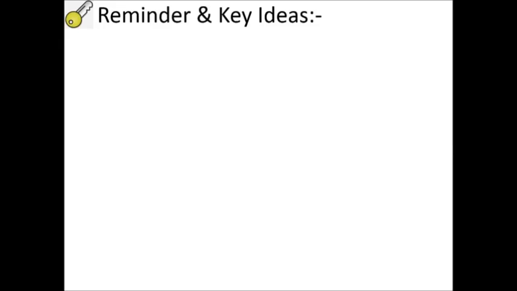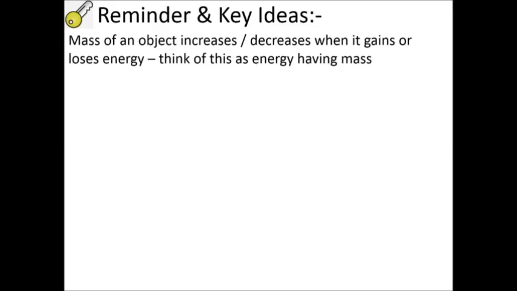Okay, now we're going to talk about fission and fusion in relation to some of the stuff we've done on binding energy. So, a quick reminder. First up, the mass of an object increases or decreases when it gains or loses energy. This is from E equals mc squared, and we think of it as energy being another form of mass, or mass being another form of energy.